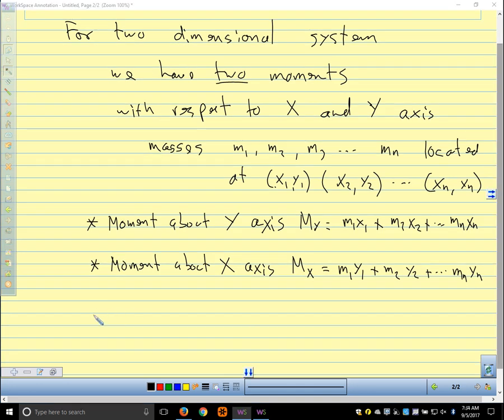And the center of mass, x bar, y bar, is, well, the x coordinate of the center of mass is the moment about the y-axis divided by the total mass, and y bar is m sub x divided by the total mass. And the y bar has to do with the moment about the x-axis, because that has to do with the y coordinates there.